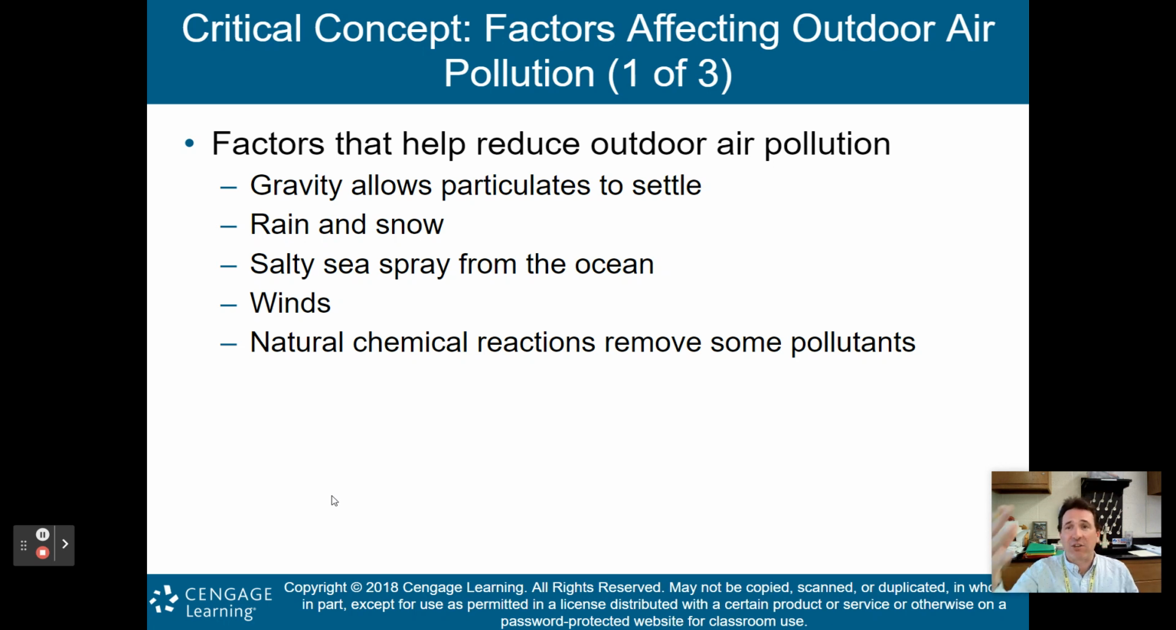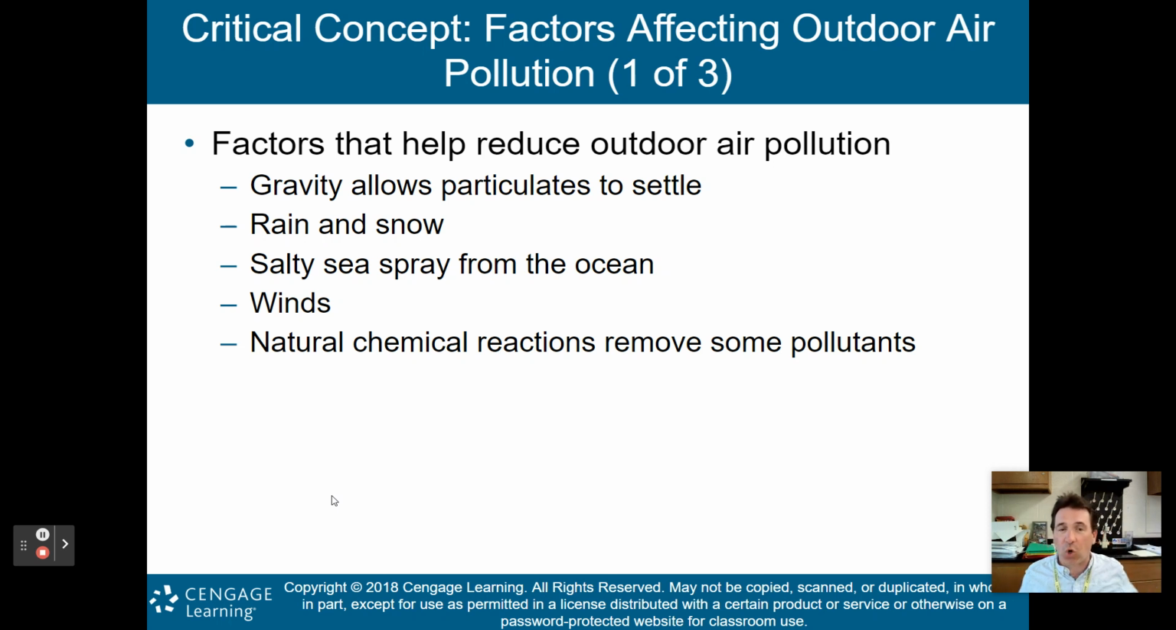So, factors affecting outdoor air pollution. Factors that help reduce it: gravity allows particles to settle, so again, that's a natural ecosystem service. Rain and snow, believe it or not, cleans out the atmosphere. Again, an ecosystem service. Salty sea spray from the ocean will clean out the atmosphere. Wind, very similar to running water in a stream, will turn over the atmosphere and allow it to clean itself. And natural chemical reactions actually remove some pollutants. So these are the factors that help reduce it, the natural capital, our ecosystem services.